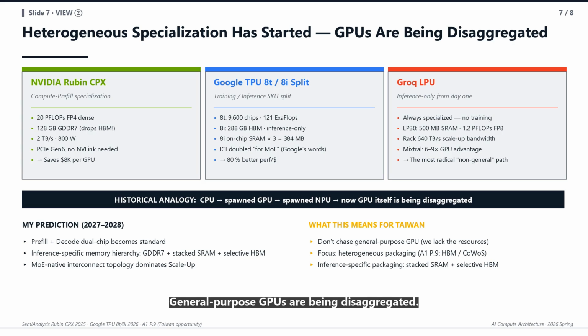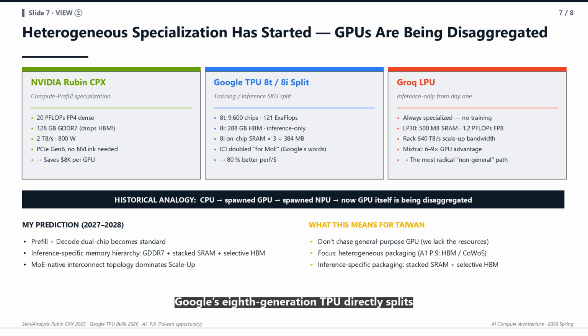General-purpose GPUs are being disaggregated. Hard evidence: 3 pieces. 1. NVIDIA Rubin CPX uses GDDR7 and PCIe Gen 6. They didn't even need NVLink, saving $8,000 per GPU.